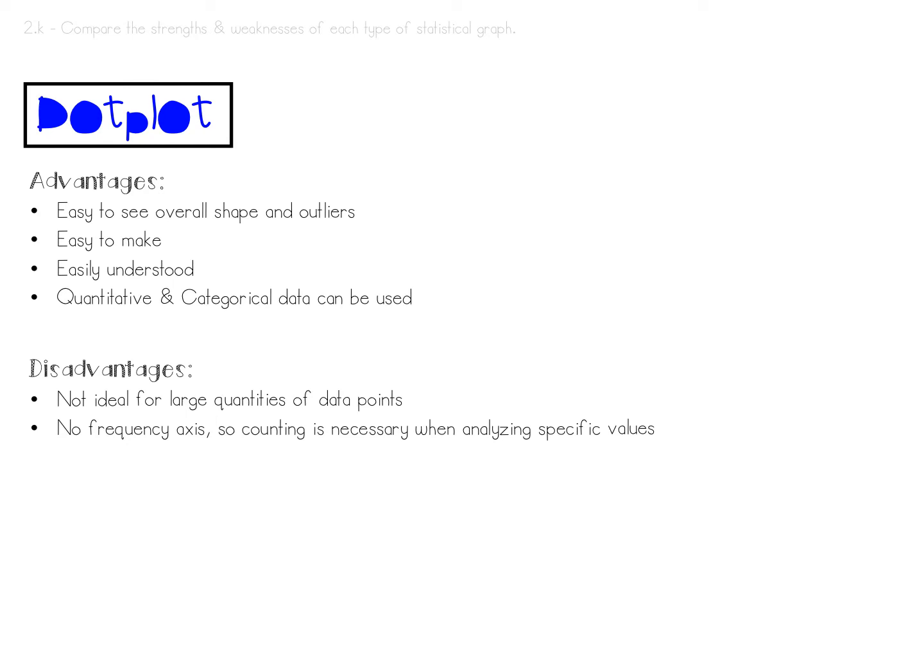The disadvantages are, as you learned in your summer project, it is not ideal when I have 30 dots I have to put up or 100 dots. So if there's large quantity of data, a dot plot is not going to be something you want to make. And then there is no frequency axis, so that y-axis. So if I want to count how many are the most, I'd have to count all those dots. It doesn't have that specific frequency like our bar charts did yesterday.